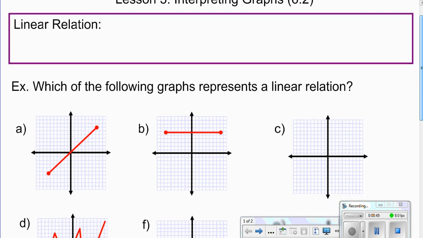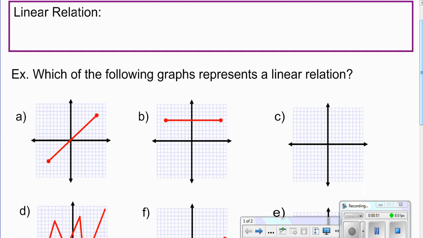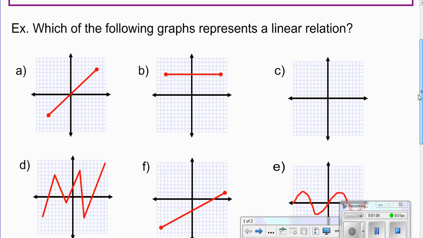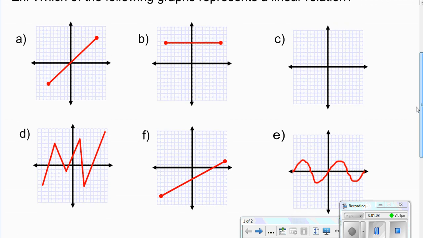But basically what a linear relation is, it's a relationship that when you graph it, it creates a straight line. And that straight line can be a vertical line, a horizontal line, a diagonal line, but it doesn't curve and it doesn't zigzag. So then based on that, we need to figure out, well, which of these lines actually are linear relations.